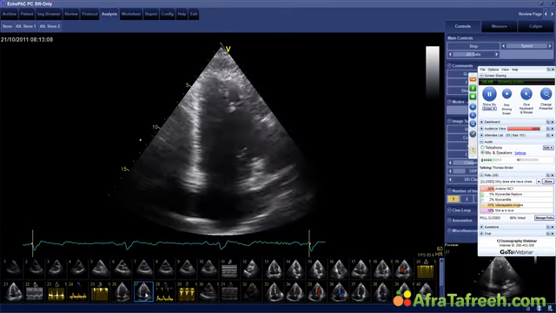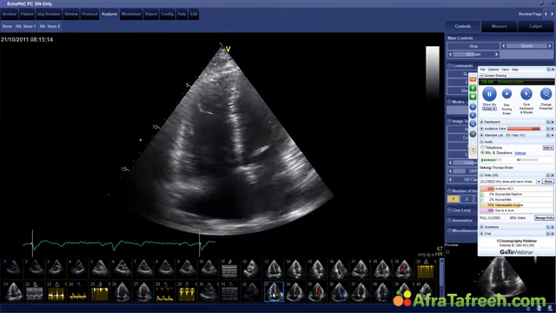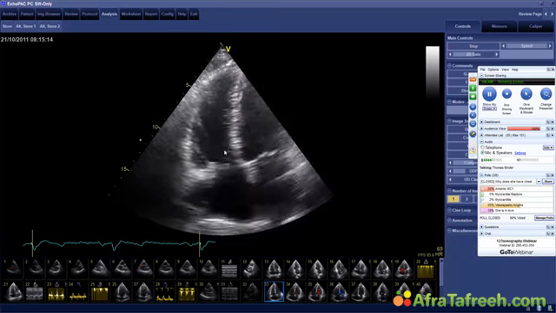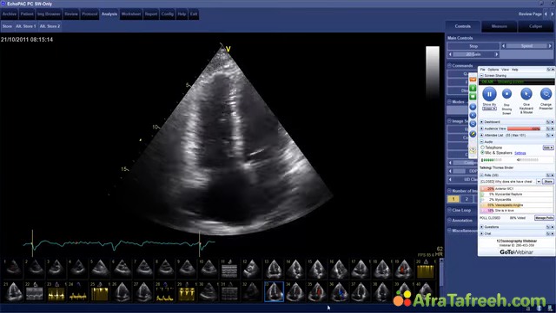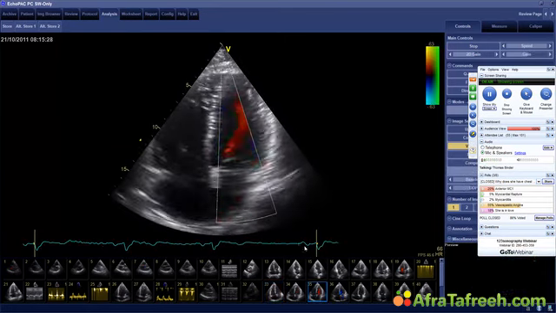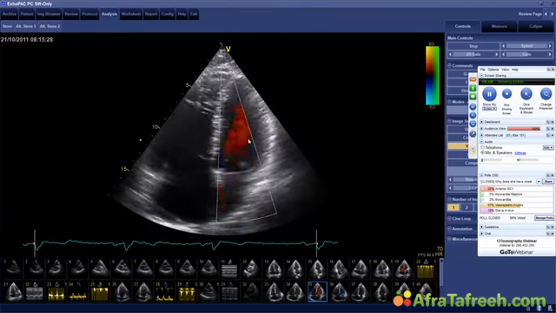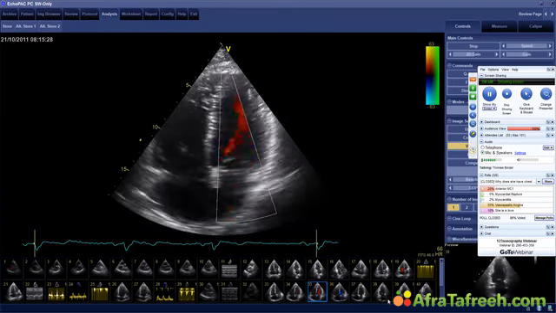Okay, so again, another view. This is again a view of the right ventricle. Take a look at the way the right ventricle changes its size with inspiration. Mitral regurgitation is mild, I would say.